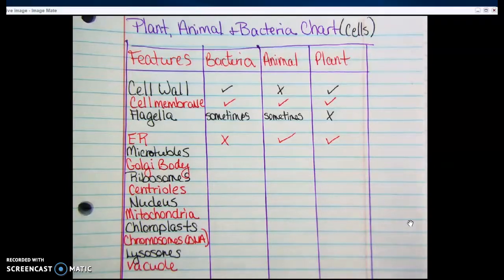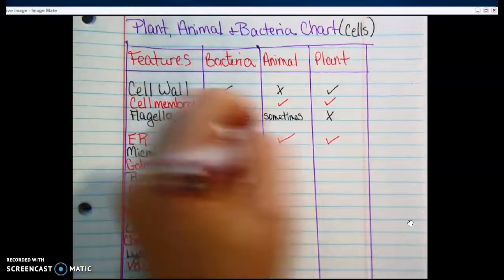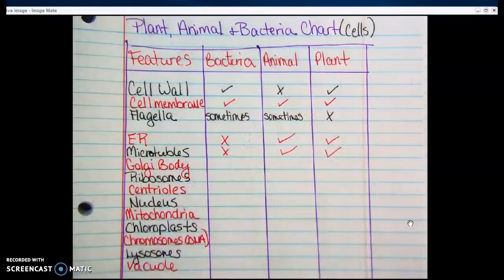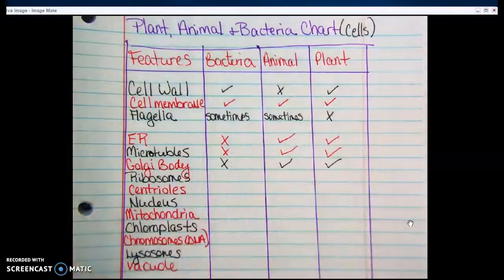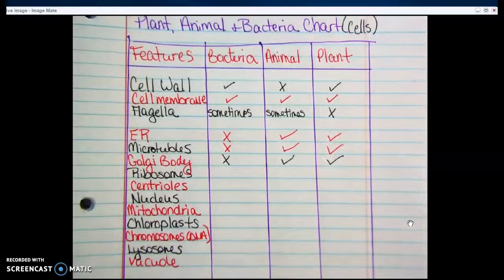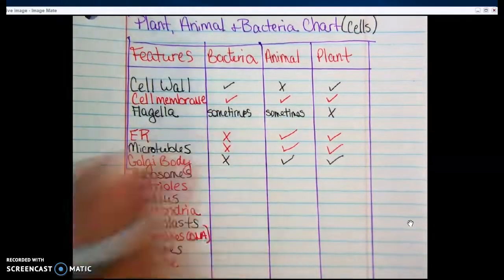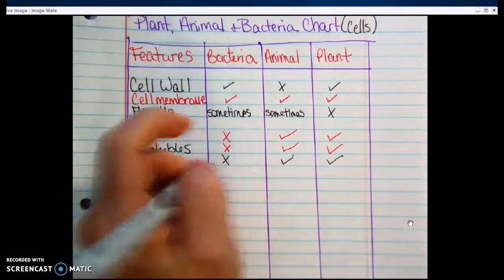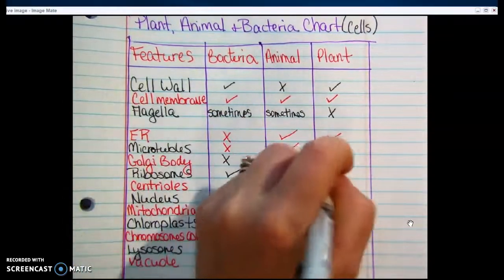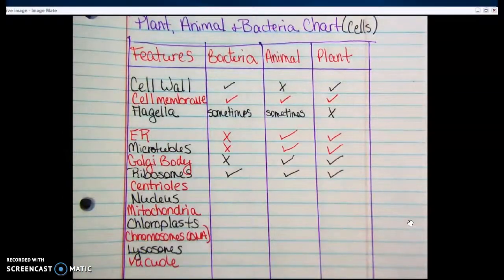Microtubules. Bacteria do not have them. Plants and animals do. Okay. Golgi body. Bacteria do not have them. Plants and animals do. Ribosomes. Every single one of them actually has a ribosome. So they all have ribosomes.